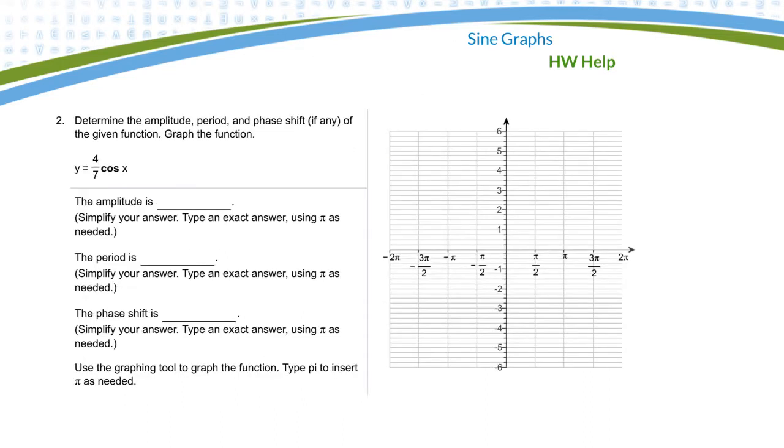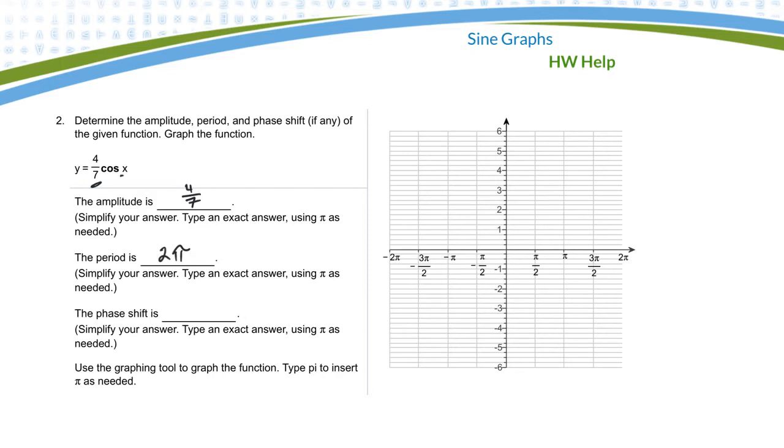Okay, next question. Same kind of things. Oh, but this is a cos graph. But sine and cos graphs, the transformations for each of them are the same. They might start and end in different places, but the transformations are the same. So we can do the same thing. Amplitude is the number out front, and so that would be amplitude is 4/7. The period, there's no number in front of there, so the period is just simply 2 pi.